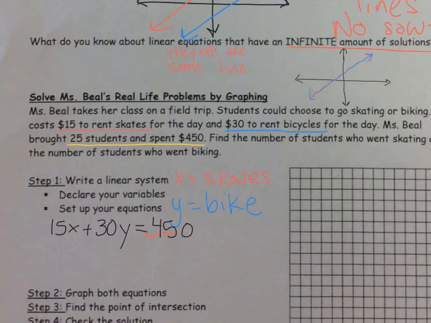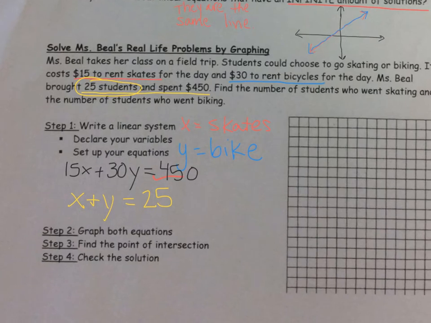So that's one of our equations. We know we need two. Most of the time in this process, the other equation will involve the amount that was used. The amount that was used was 25 students. So the number of students who got skates plus the number of students who got bikes, x plus y, equals 25. There was a grand total of 25 students between the bikers and the skaters. So here's two equations. We're going to graph both of them, and they're both in Ax plus By equals C.